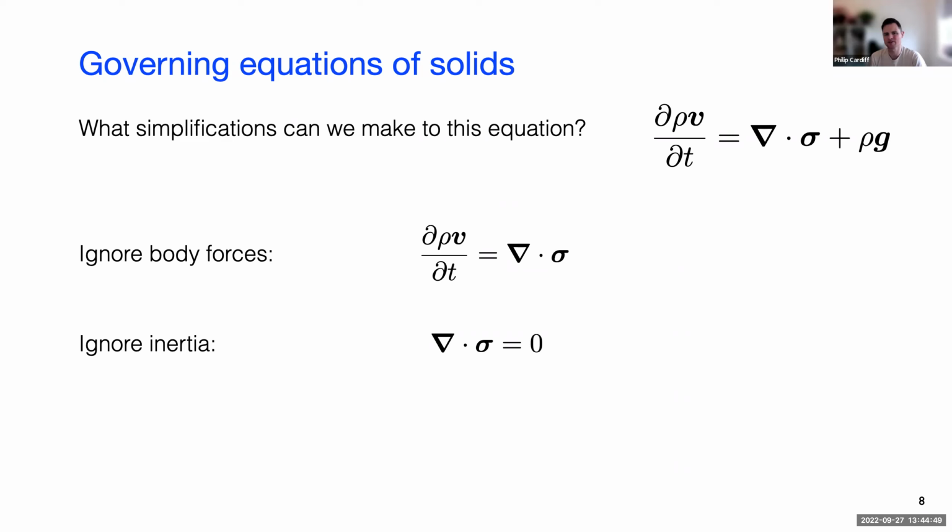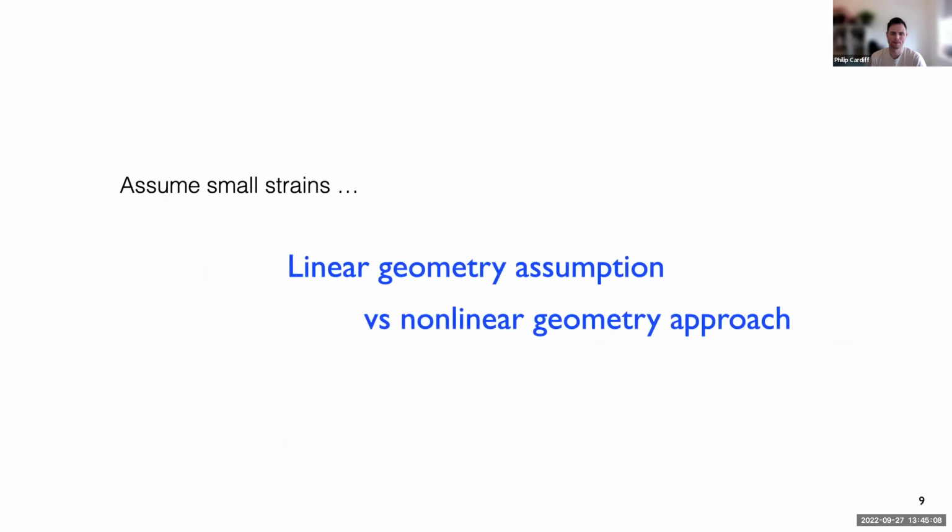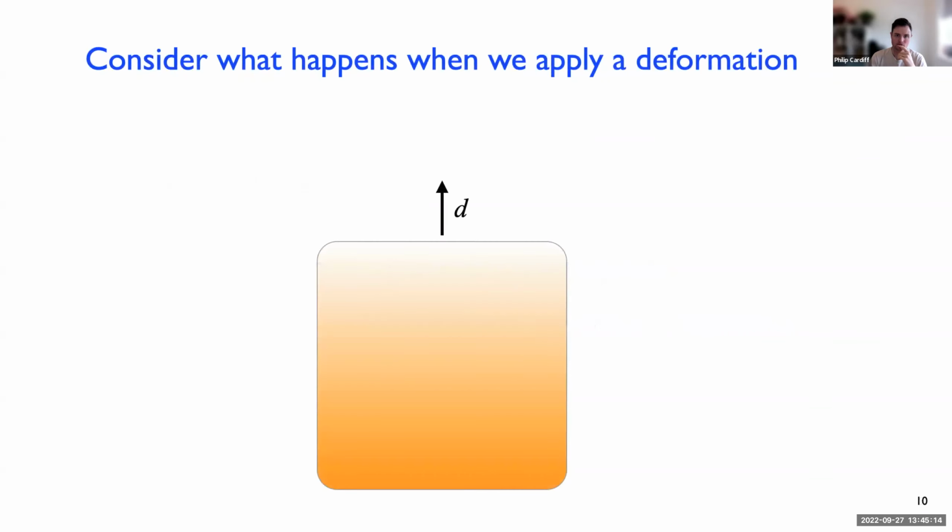So when would the inertia not be small? For anything happening at a high rate, like a car crash, the acceleration or inertia is typically non-negligible. And then to talk about linearity and non-linearity, we can assume small strain. What do we mean by that? The linear geometry assumption versus the non-linear geometry approach.